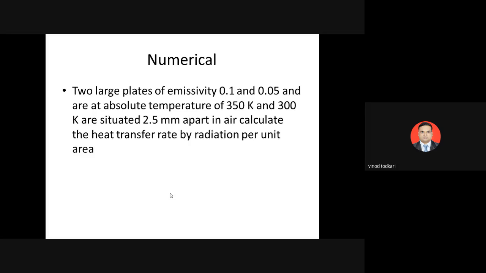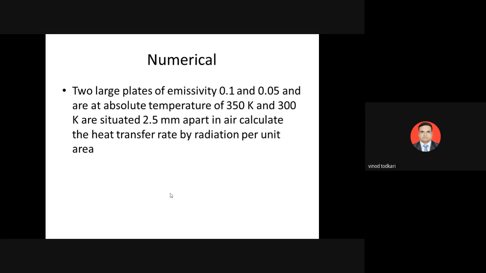I will just wait for 2 minutes. Meantime, you can work out the calculations. Very simple calculations are there. QR upon A is equal to sigma into bracket T1 raised to 4 minus T2 raised to 4 divided by 1 upon emissivity of plate 1 plus 1 upon emissivity of plate 2 minus 1.